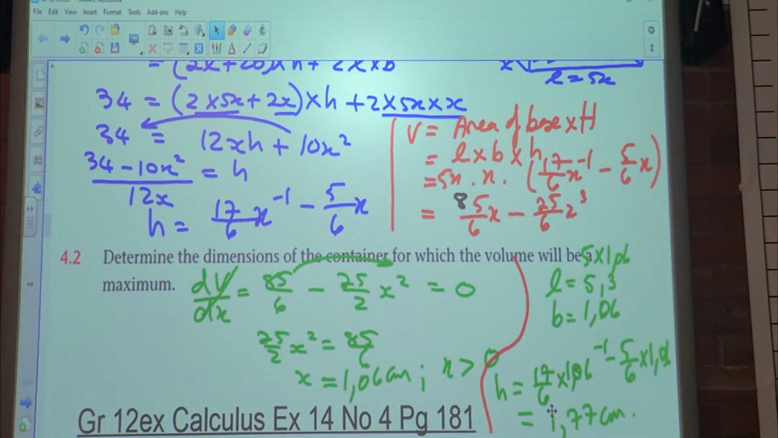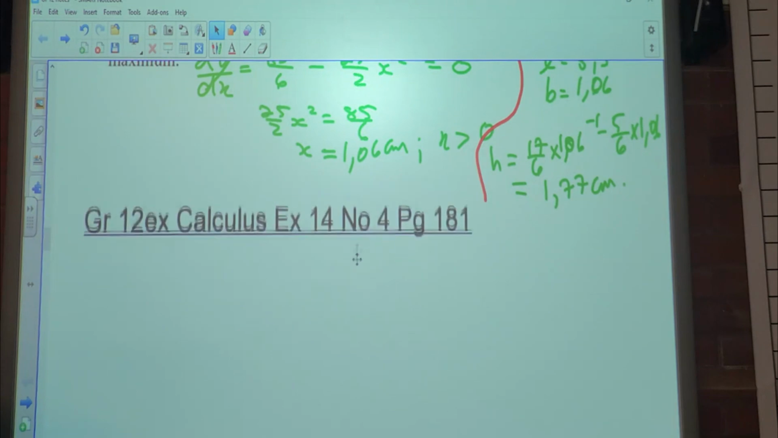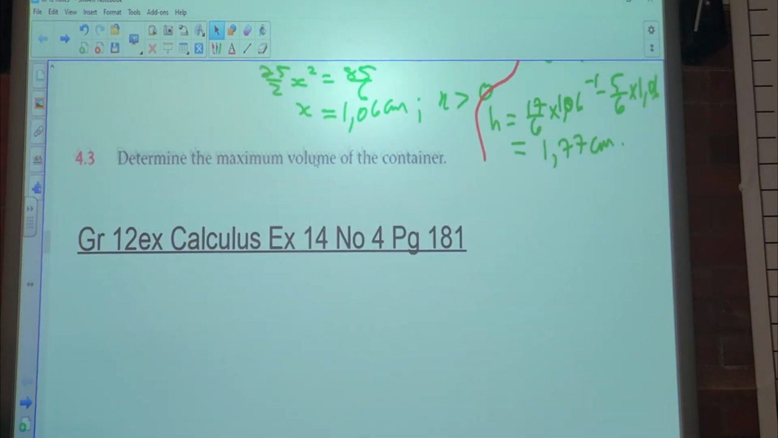Okay. Any confusion here? No? Of course, if you didn't do the homework, then you won't have any confusion.